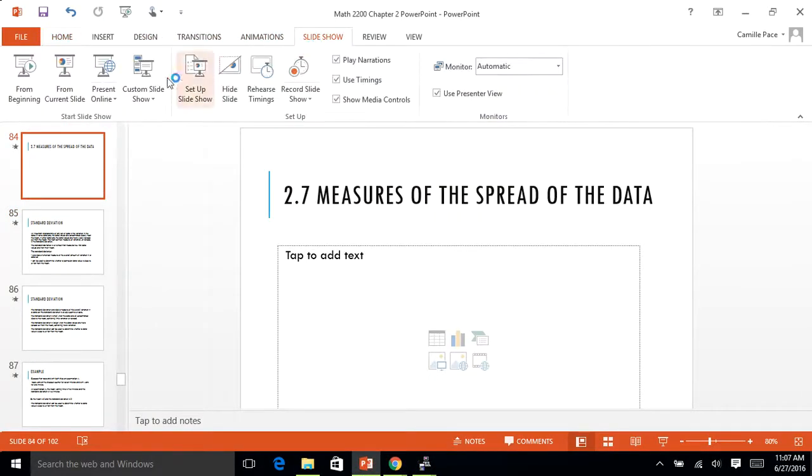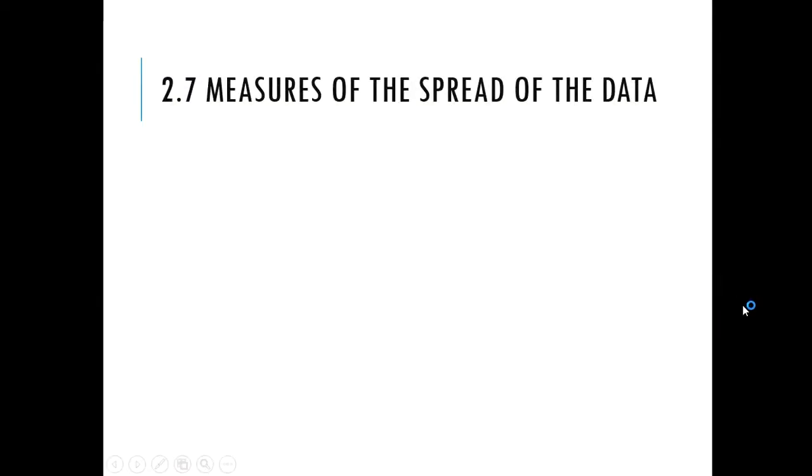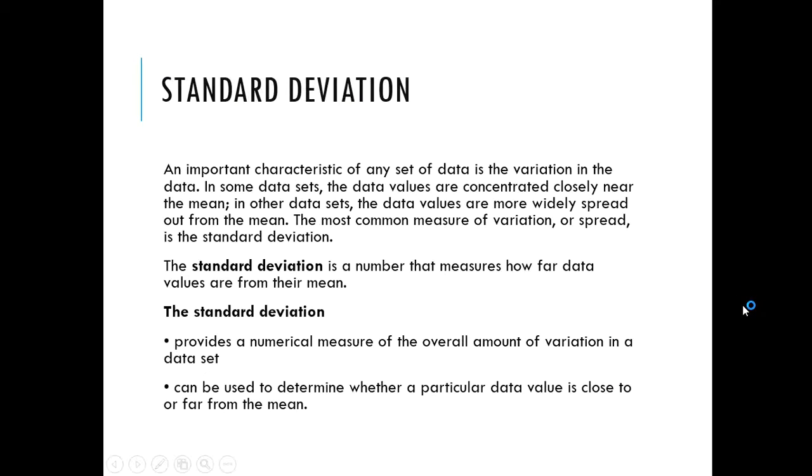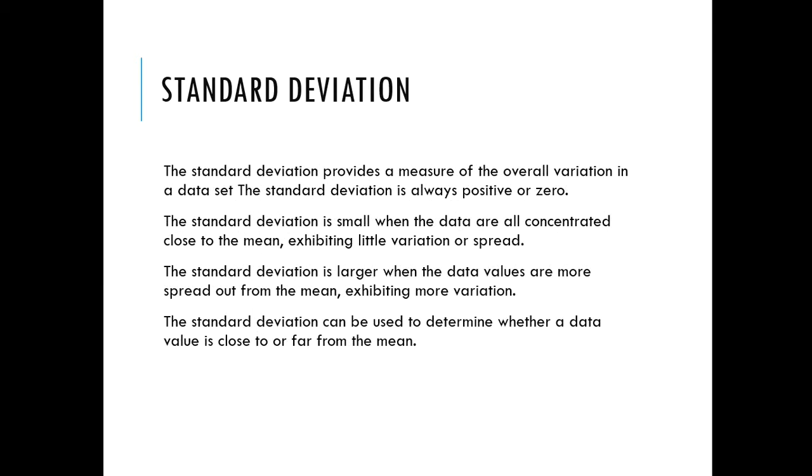Okay, so let's talk about measures of spread of the data. The main one that we talk about is the standard deviation. What the standard deviation shows you is how far the data values are from the mean. So it provides a numeric measure for the overall amount of variation in a data set. And it can also show you how close the data values are to the mean. So the standard deviation provides a measurement of the overall variation in the data set.